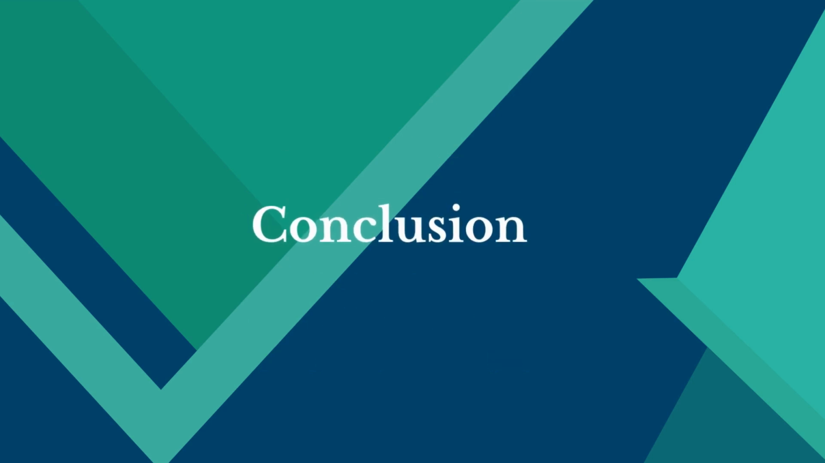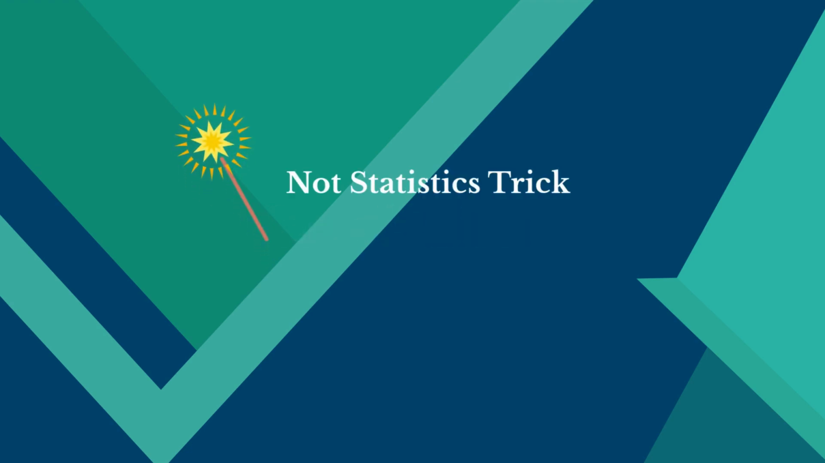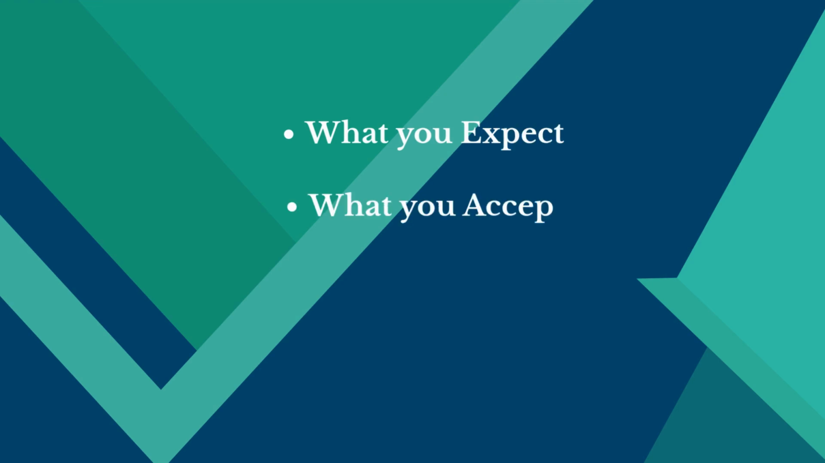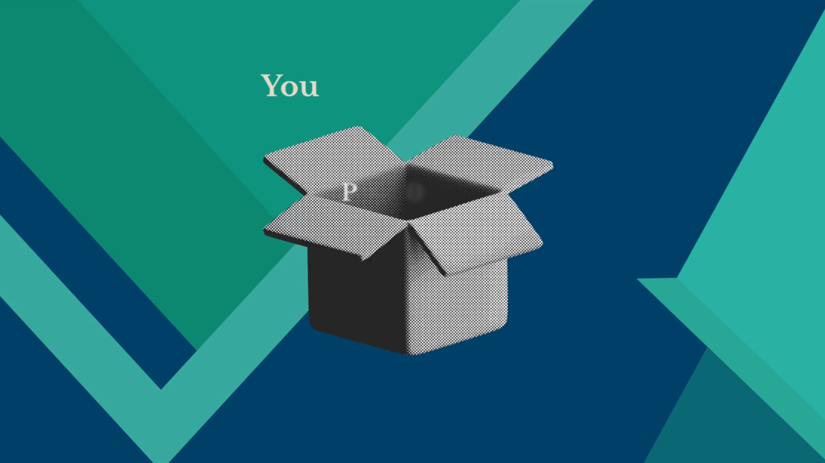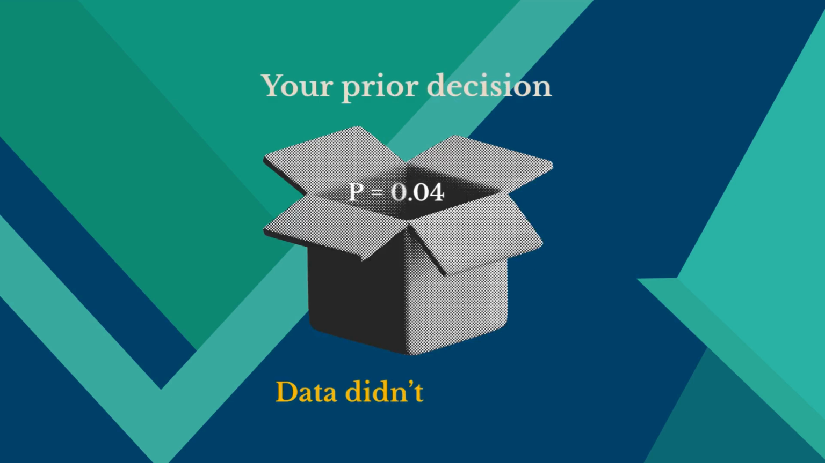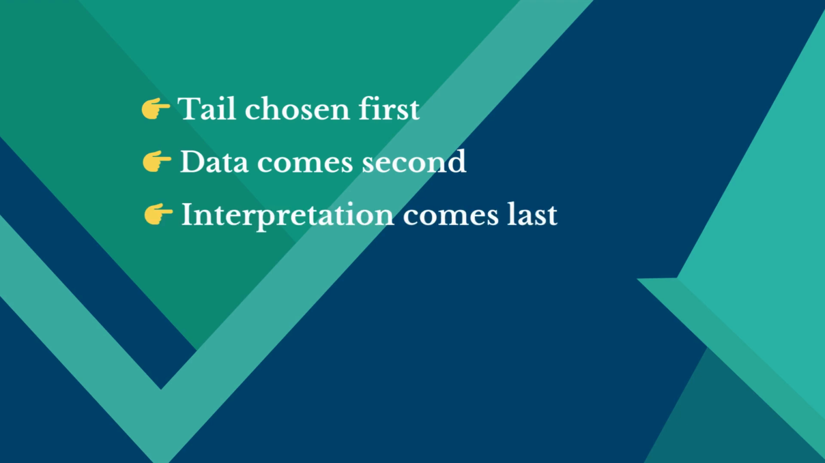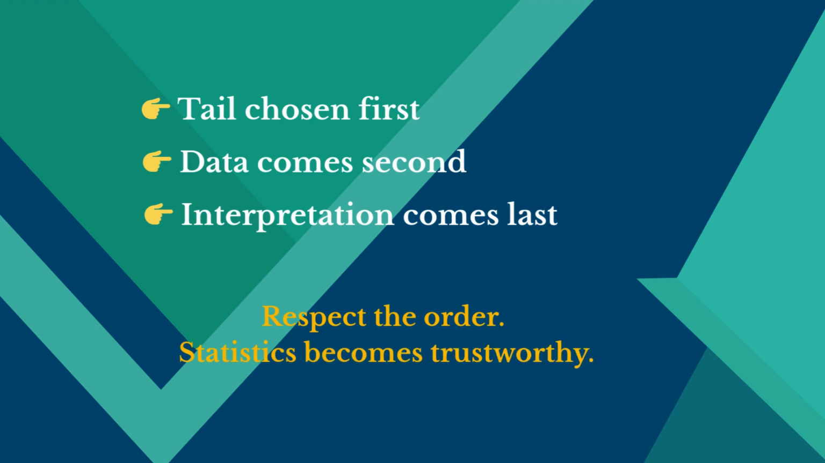So now you know how to choose. Let's step back and lock in one idea you should remember every time you see a p-value. One-tailed and two-tailed tests are not about statistical tricks, they are about honesty. Honesty about what you expect, what you are willing to accept, and what you are prepared to ignore. A p-value doesn't make decisions for you. It reflects a decision you already made before data spoke. So always remember, tail is chosen first, data comes second, interpretation comes last. When you respect that order, statistics becomes clearer, stronger and far more trustworthy.